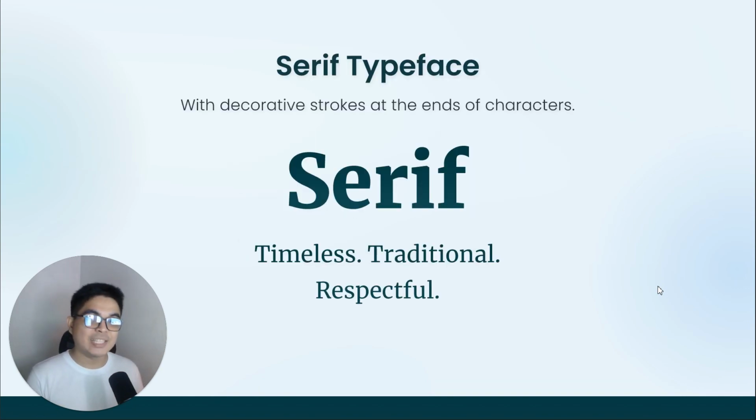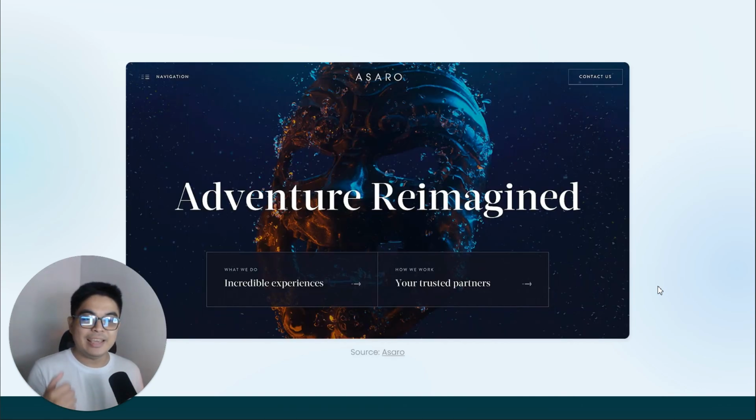Number 1, we have the Serif typeface. So this is with decorative strokes at the end of their characters. If you're going to check the letter S, letter E, R, I, F, meron siyang tail. And if we're going to talk about the personality kung saan siya mag-fit, this is timeless, traditional, and respectful. And for you to visualize, I have an example here. This is a hero section of Asaro website. Yan, so credit to the source. As you can see, yung ginamit niya na headline, yung adventure to imagine, it is a serif typeface.